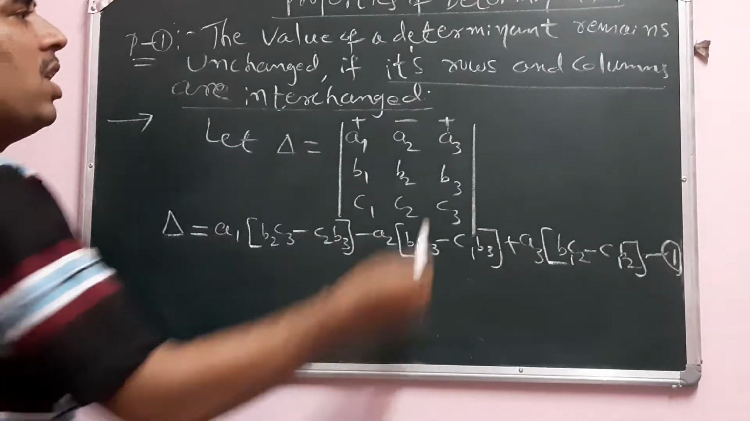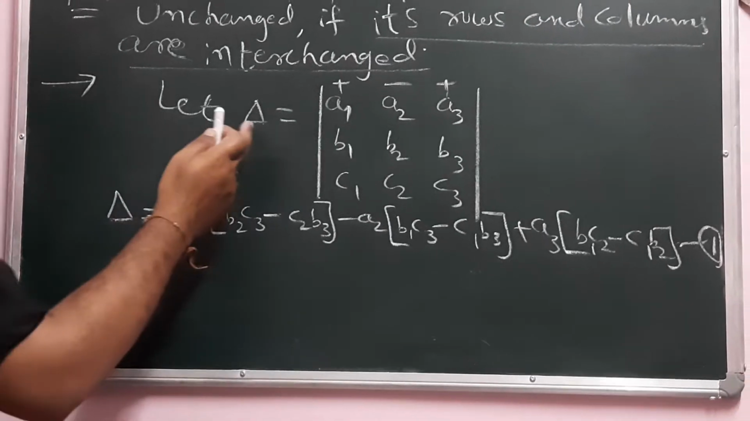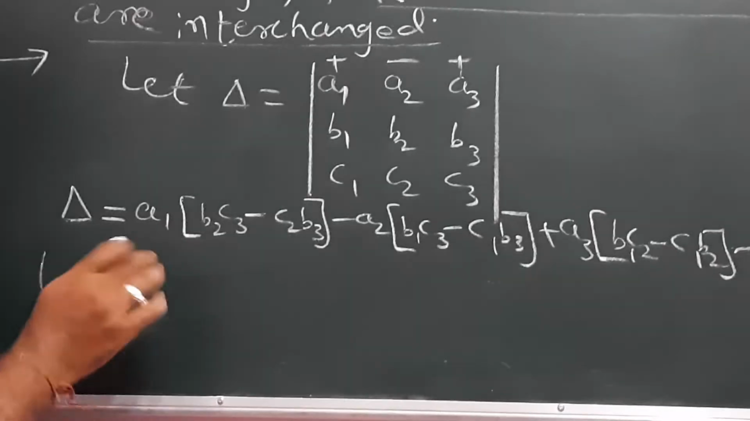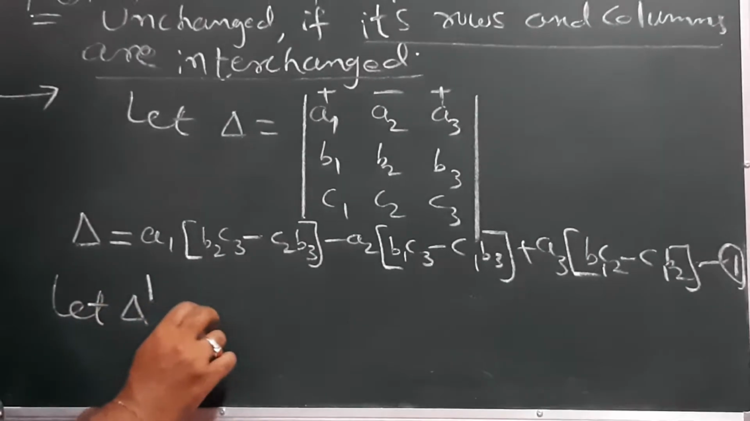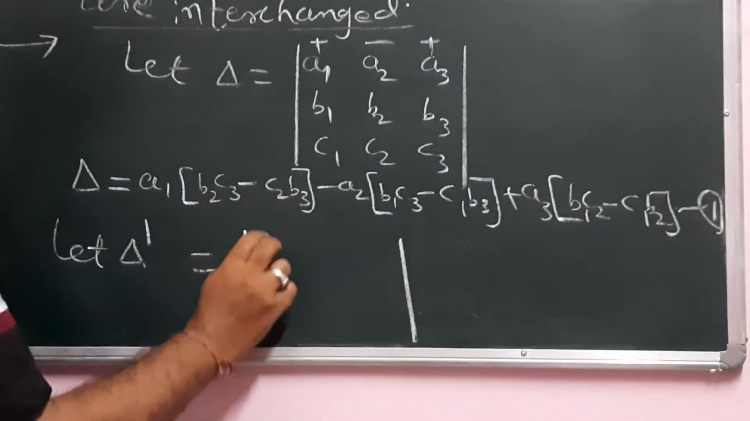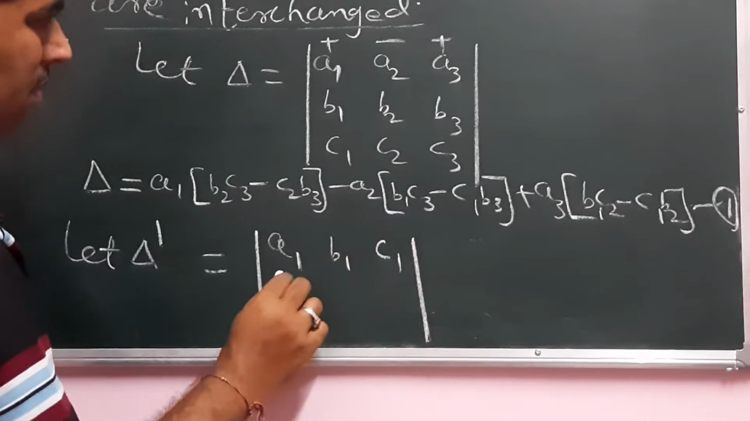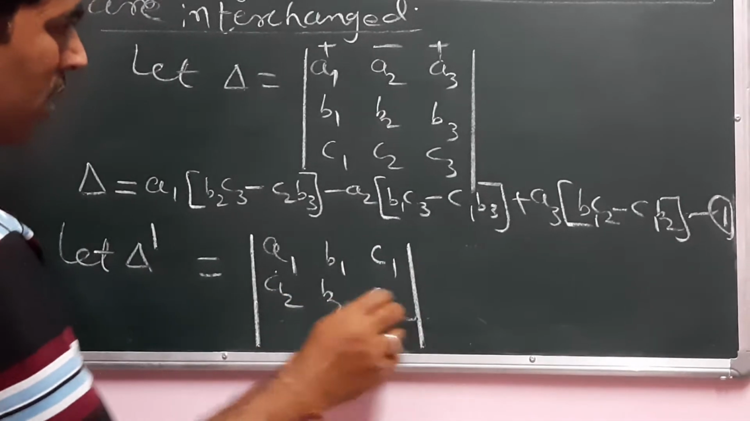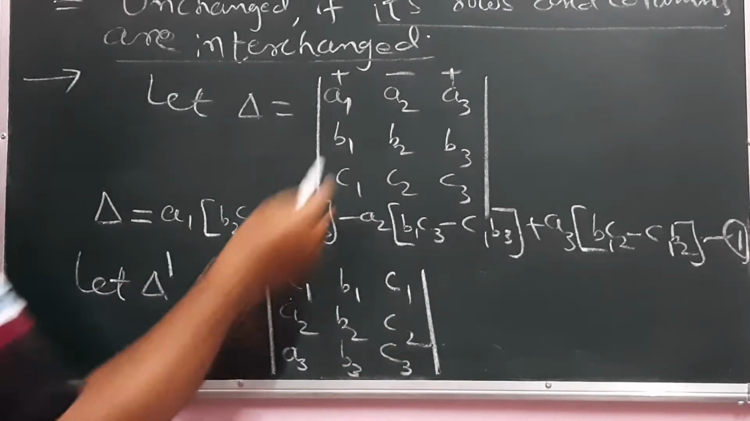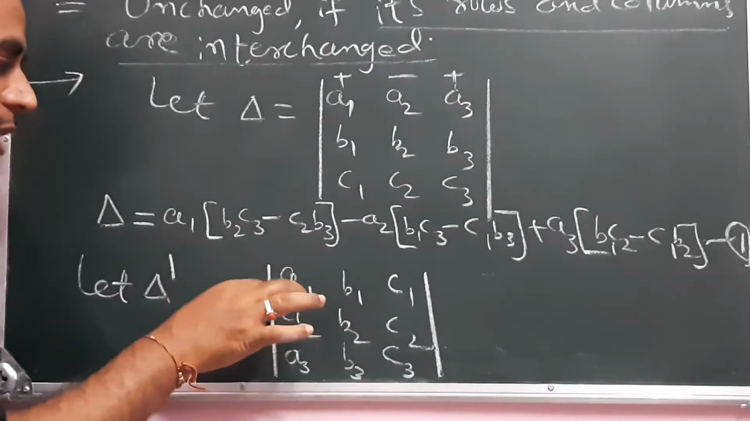What the property says is, if rows and columns are interchanged, that means I will now interchange the rows and columns. Let us call that another determinant, delta dash or delta 1. Now I will interchange the rows and columns here. The determinant looks like this: A1, B1, C1, then A2, B2, C2. See the difference. A3, B3, C3. This is the determinant got by interchanging the rows and columns. Now we shall expand this determinant.